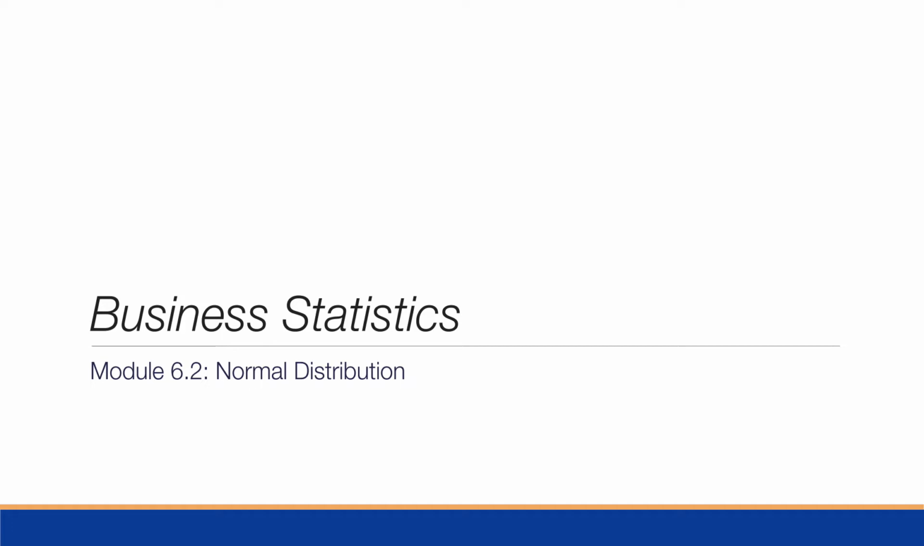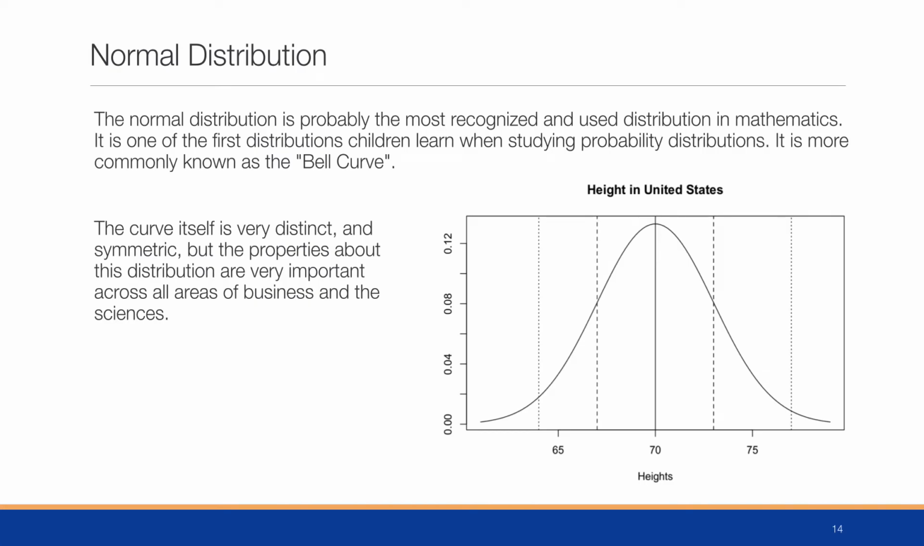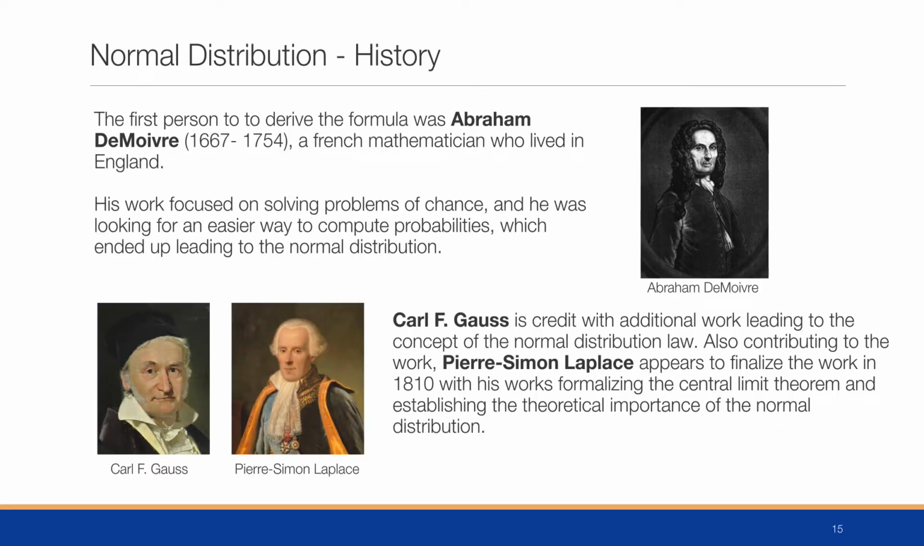While we looked at the uniform distribution to start our topic of continuous distributions, let's look at the normal distribution, which is probably the most recognized and granddaddy of all distributions. Almost every student learns this concept of the bell curve because it's something that they look at for their average. It is a very distinct and symmetric curve, but the properties around this distribution are very important across all areas of business and science. Let's look at a little history of this.